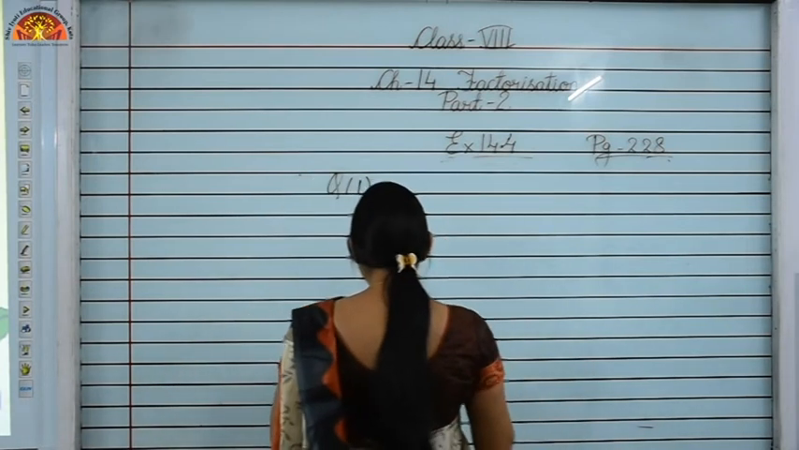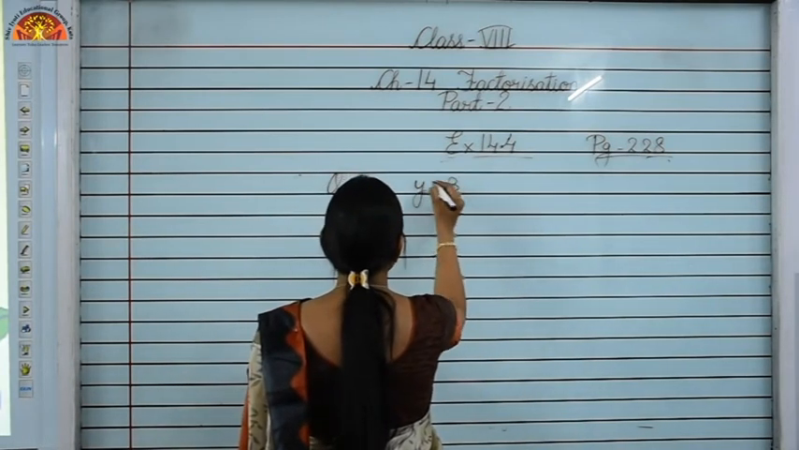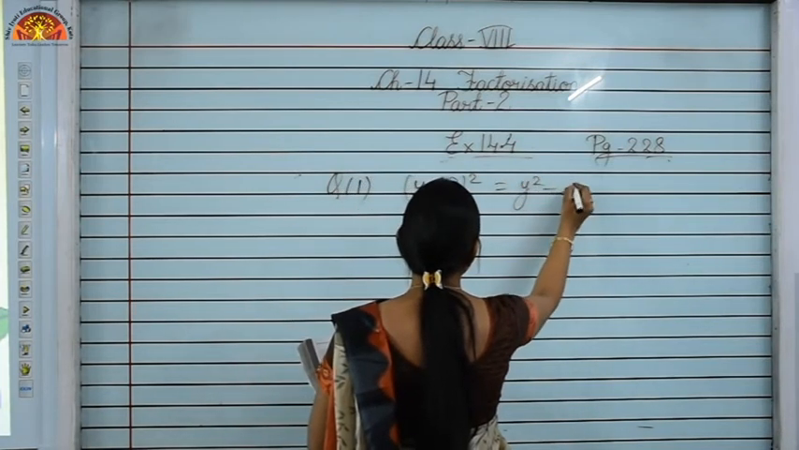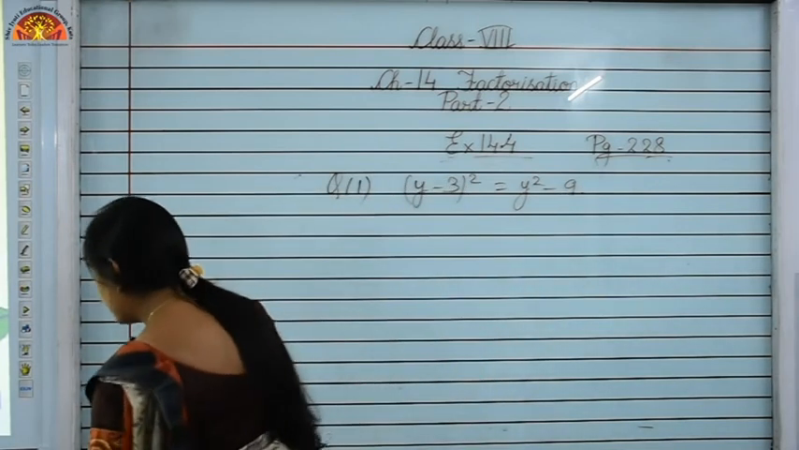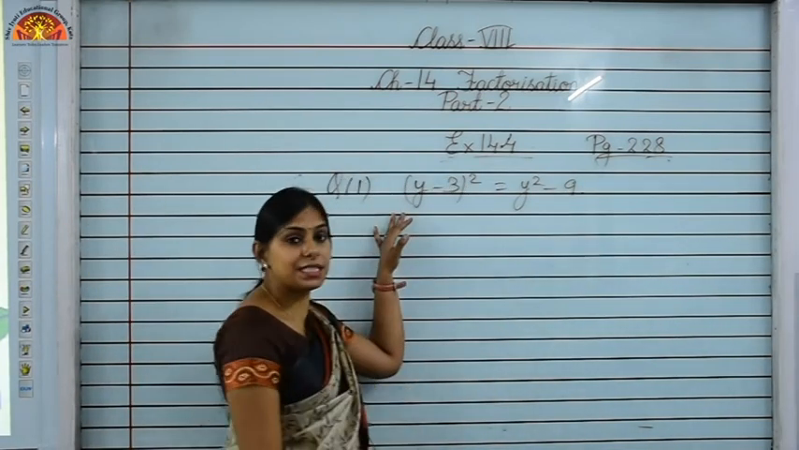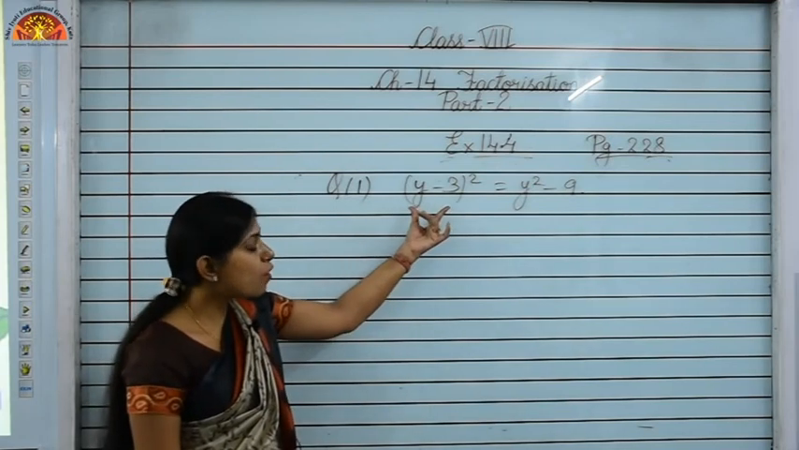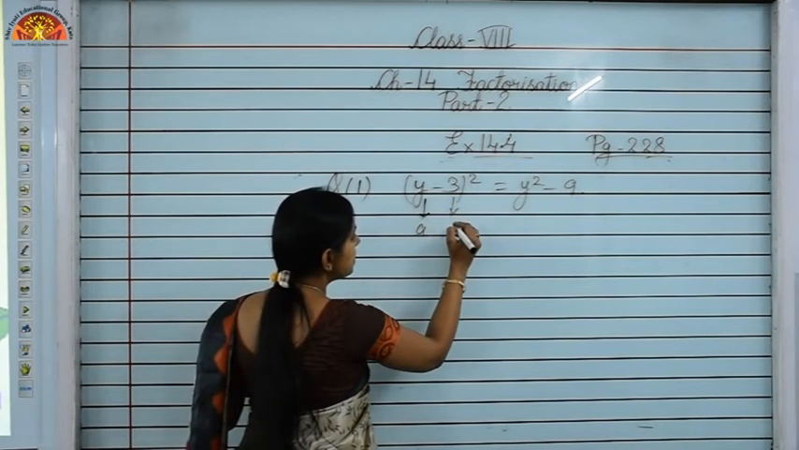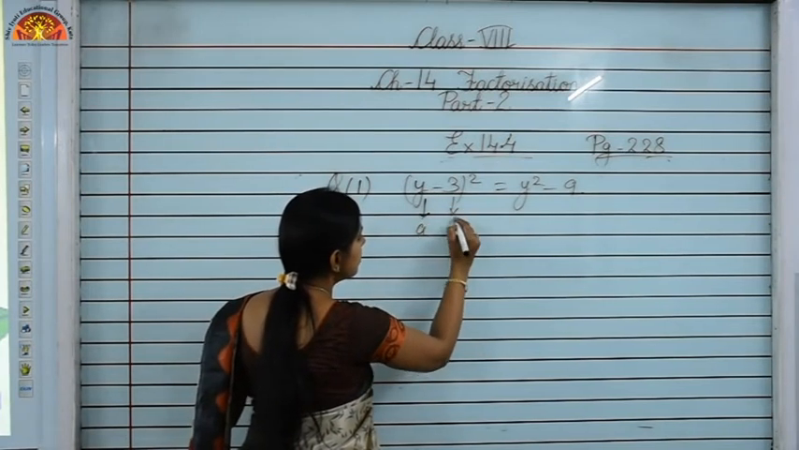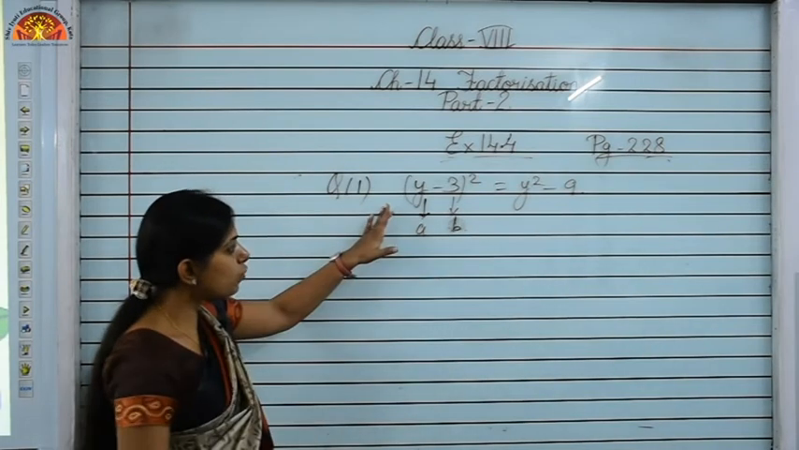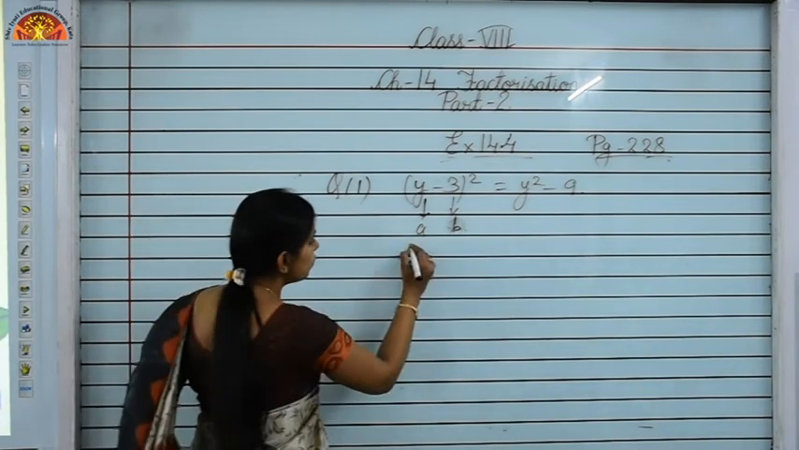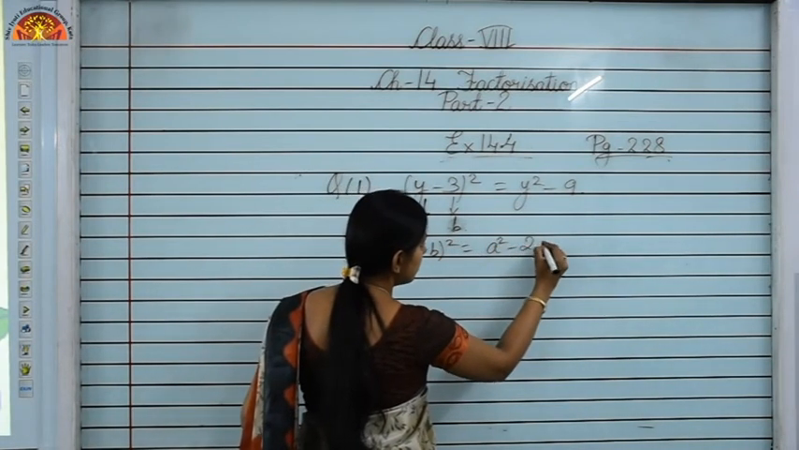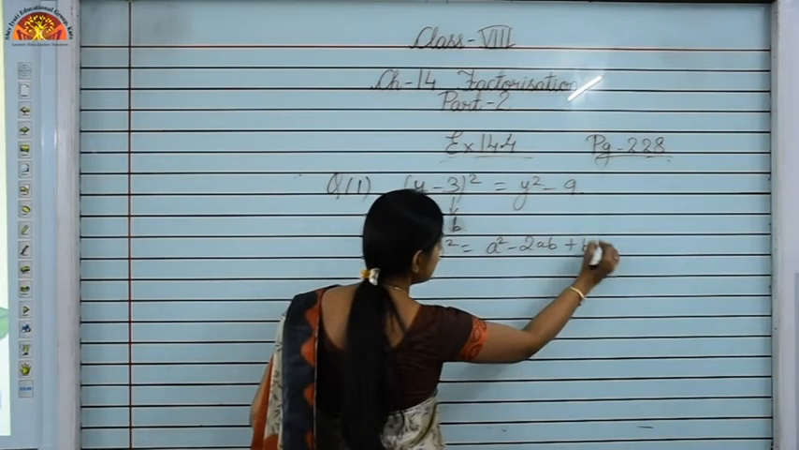So what is given? That is (y minus 3) whole square is equal to y square minus 9. Children, as I have already told you the algebraic identities, it is in the form of (a minus b) whole square. So the value of a is y and the value of b is minus 3. So what is the identity? That is (a minus b) whole square. As you know, (a minus b) whole square is equal to a square minus 2ab plus b square.